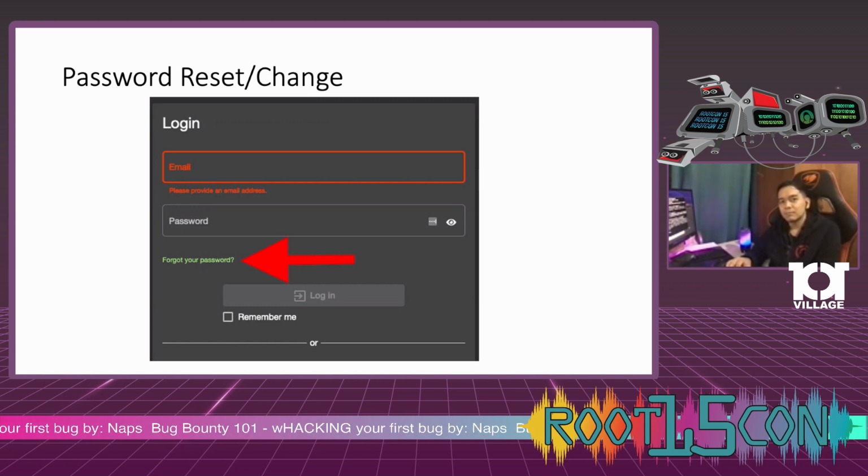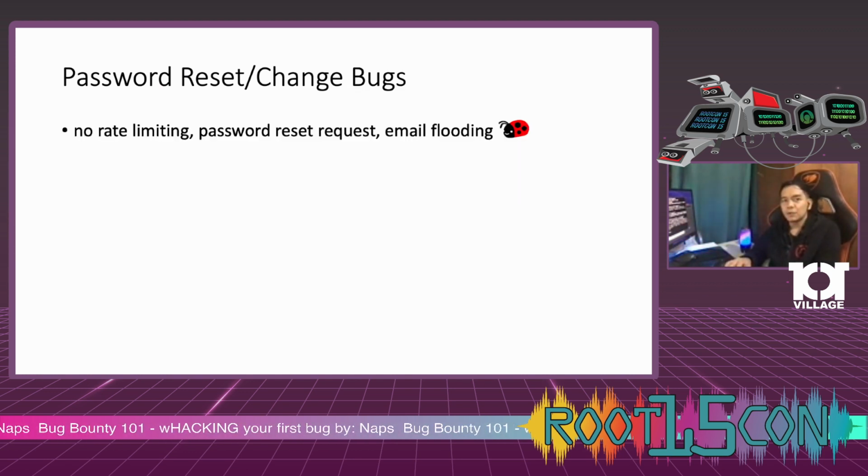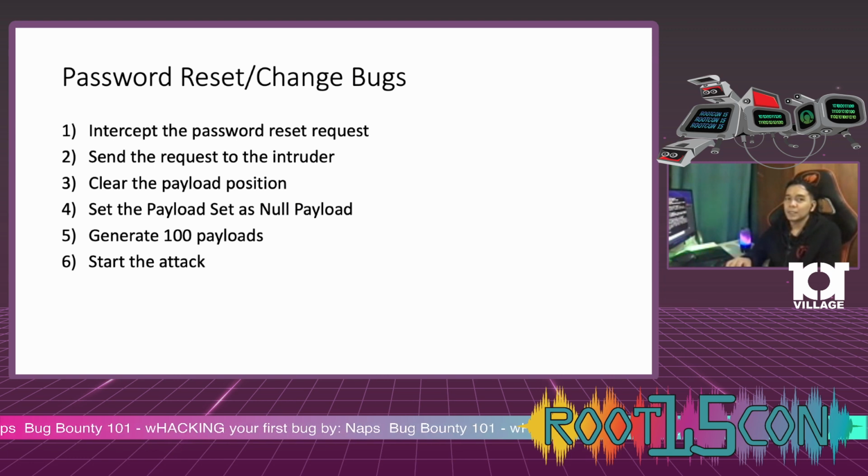Password reset slash change. So for the password reset change bug, there is no rate limiting on password reset requests, which leads to email flooding. It's almost the same as the account registration form bug. The difference is that this is on the password reset request endpoint, and there will be an email with a password reset URL.